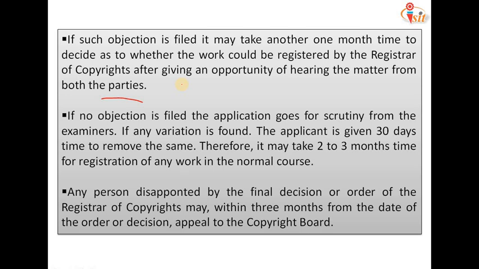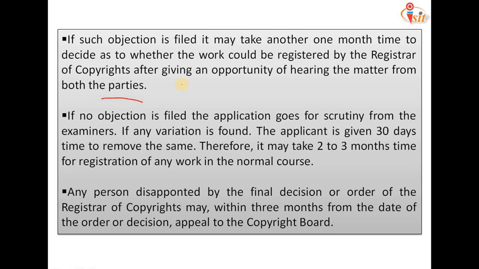If no objection is filed, the application goes for scrutiny by the examiners. If any discrepancy is found, the applicant is given 30 days to remove it. Therefore, it may take two to three months to register a copyright work.